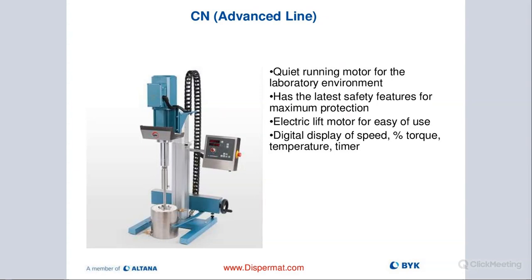The CN line is our middle of the road line, really nice for its size. We can go from lab all the way up to a large pilot, up to 150 liters. It has also the same safety features that I explained earlier on this model, as well as the smaller models. The safety features are always present. On this machine, we can show the speed, the percentage of torque, temperature, as well as a timer function. And you also can set that H1 and H2 setting, what I talked about earlier, electronically on the display. So you don't have to do it mechanically.